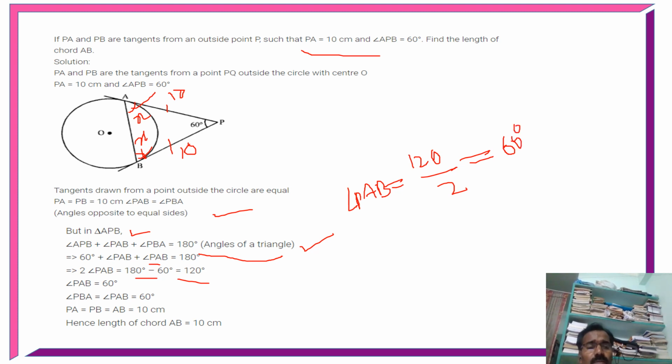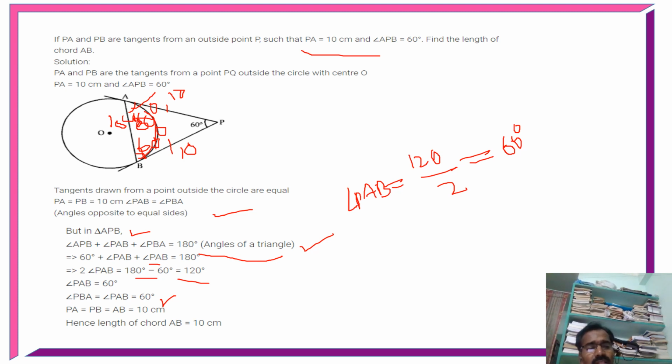As we know, PA and PB are equal, and it is already given as 60 degrees. If all these three angles are equal, which type of triangle is it? Here we got 60 degrees, and already APB is given as 60 degrees. As we know, this is also 60 degrees. So it is an equilateral triangle. All sides are equal in length. So AB is 10 centimeters.